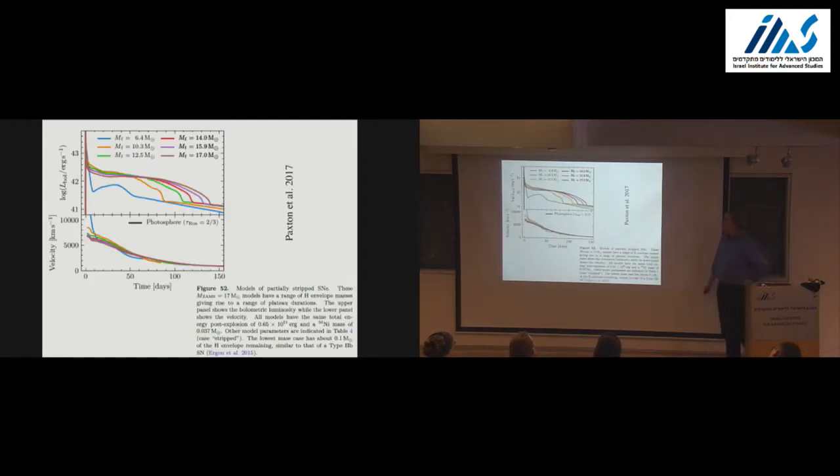This is just a plot from the recent MESA paper just showing what happens if you have the same explosion energy but strip a star down. And again, as you strip it down, you start to get a shorter plateau, as you would expect. So if you want to measure the ejecta mass, this is the way you're going to probably get your hands on it.